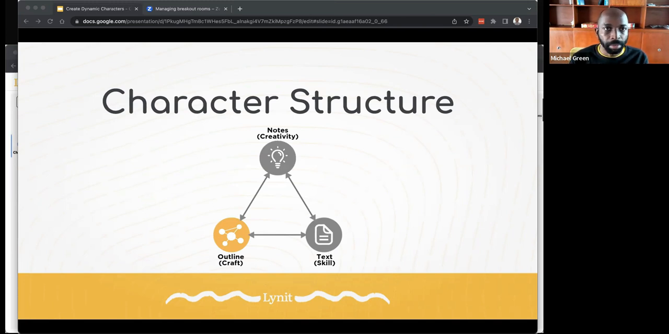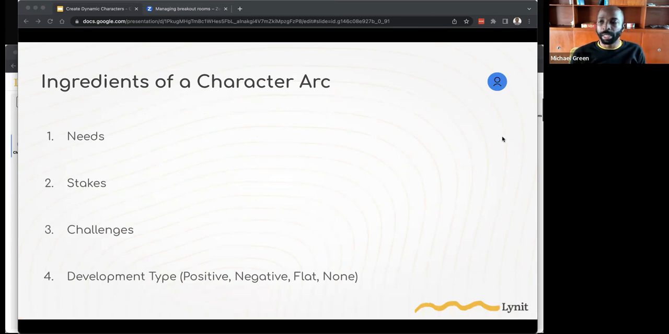So first, the ingredients of a character arc. First we have the needs. Here I use this term instead of goals, which other material on character arcs uses, but I prefer needs because needs doesn't require that the character is aware of the need, right? For a goal, the character would need to be aware of it. If it's to be their goal, they need to know that. But needs doesn't have that requirement, and so I do prefer that term.